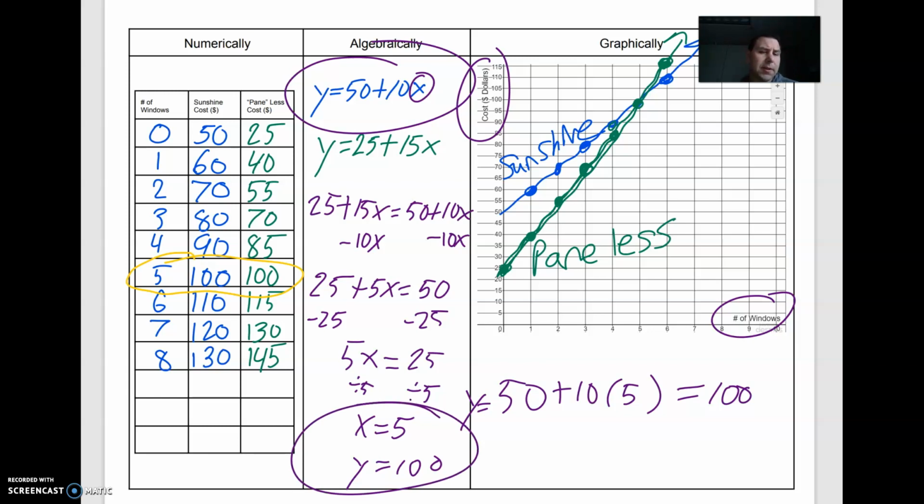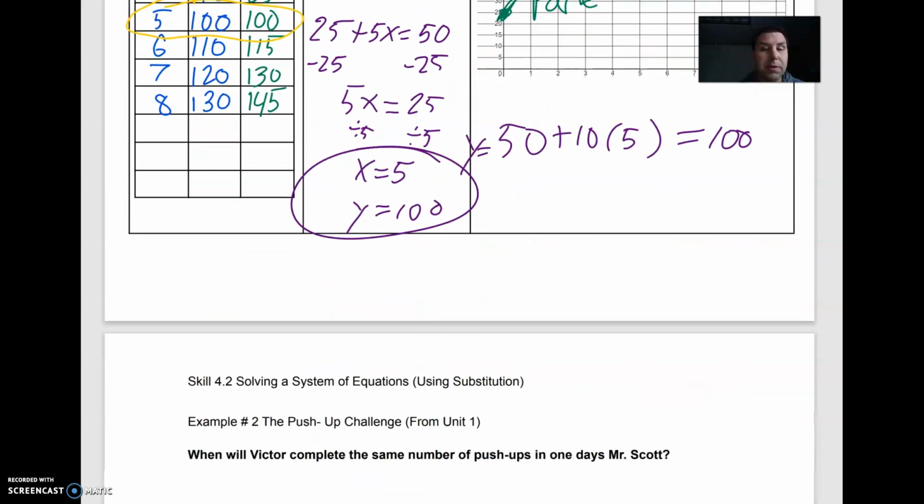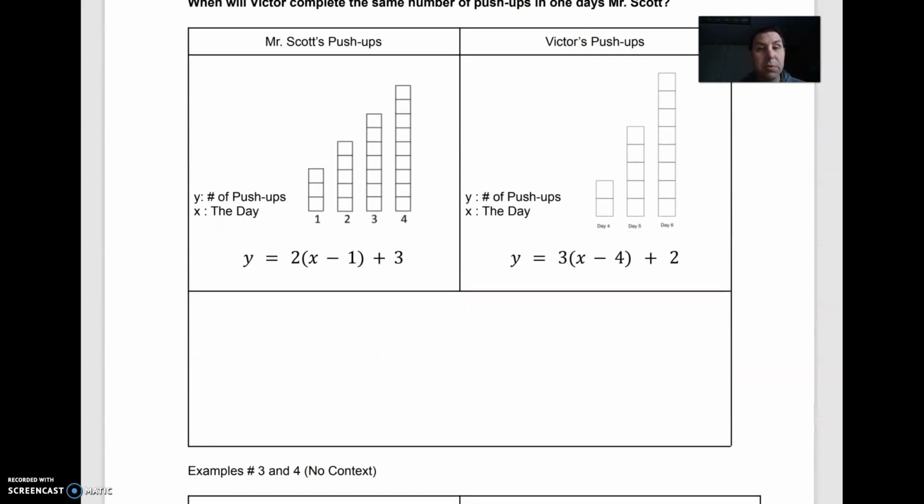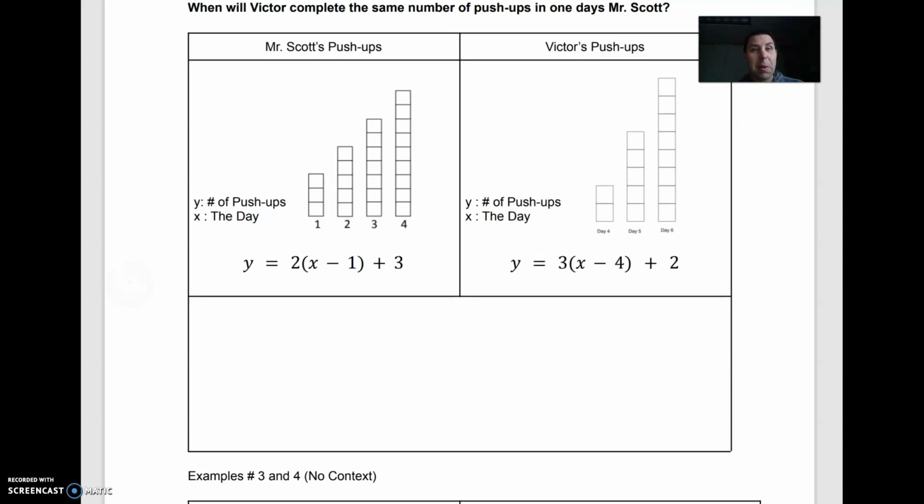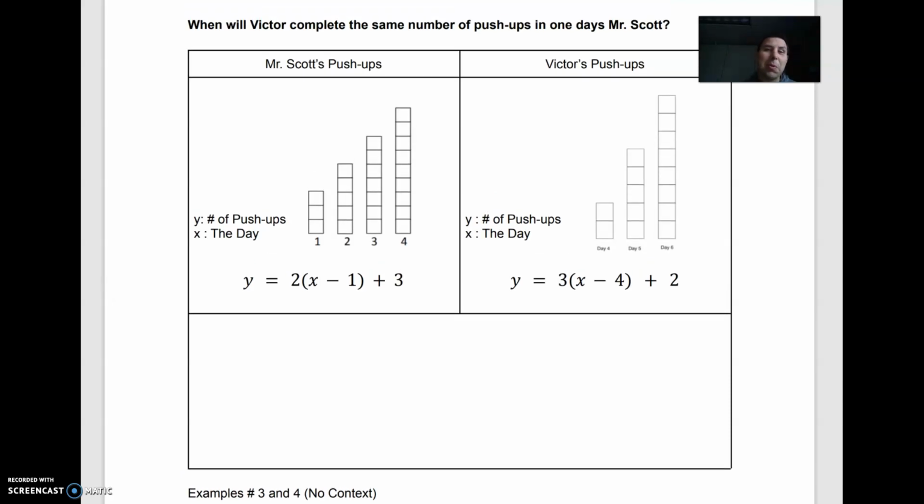So our emphasis for this lesson was how do we solve a system of equations algebraically? And the one method that we could use is substitution. So if you were to go on the next page, you would see some different examples here. I don't know if you remember this, but from Unit 1, we looked at Mr. Scott's push-up challenge and Victor's push-up challenge. And the question was, on what day would they have the same number of push-ups?